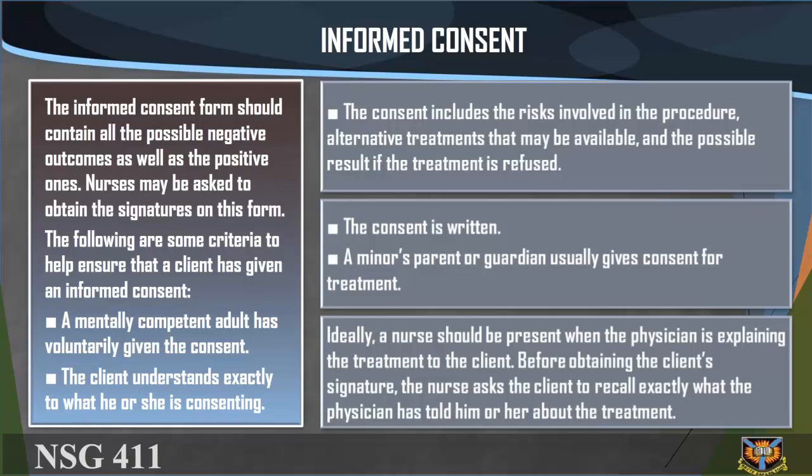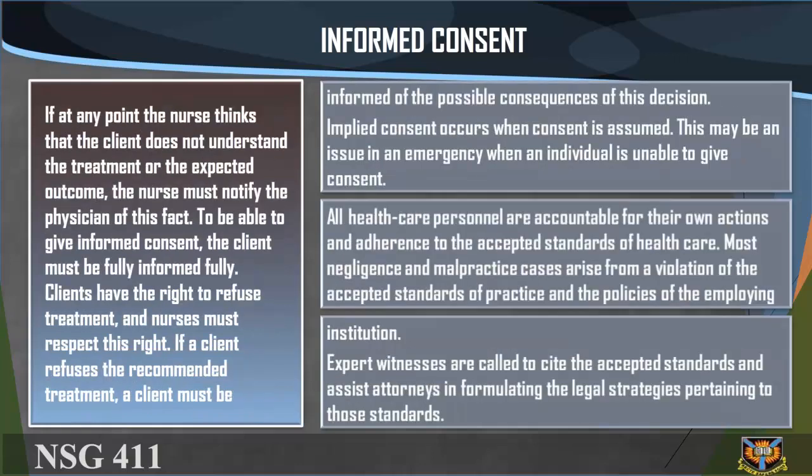A minor's parent or guardian usually gives consent for treatment. Ideally, a nurse should be present when the physician is explaining the treatment to the client. Before obtaining the client's signature, the nurse asks the client to recall exactly what the physician has told him or her about the treatment. If at any point the nurse thinks that the client does not understand the treatment or the expected outcome, the nurse must notify the physician of this fact. To be able to give informed consent, the client must be fully informed.